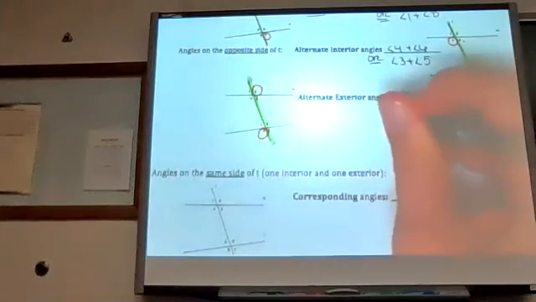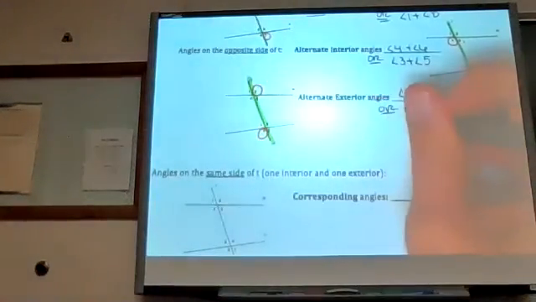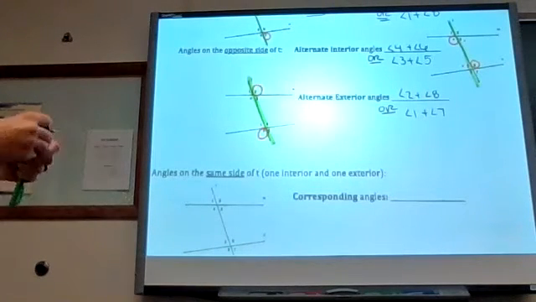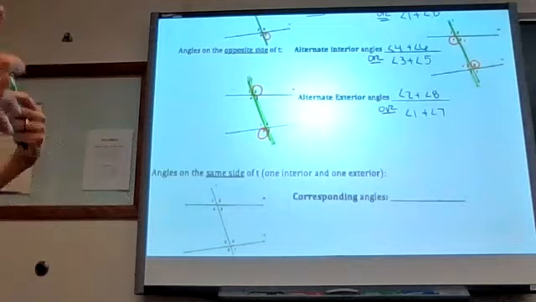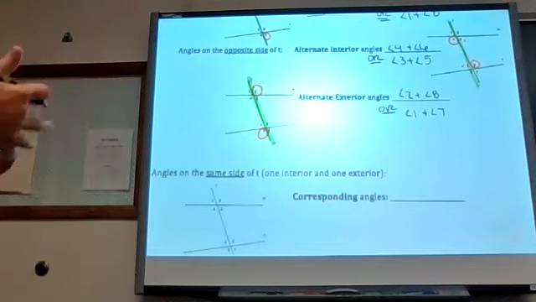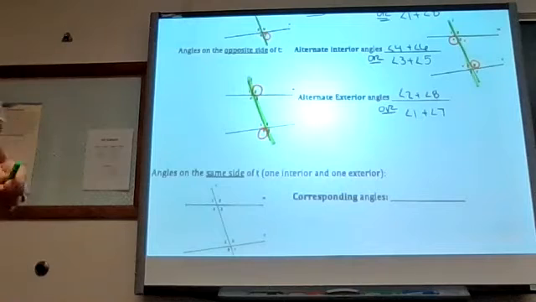Or 7 and 1. Good. Okay, so those ones are easy in terms of identifying, because the name kind of indicates what's happening. They're on alternate sides or they're on the same side.